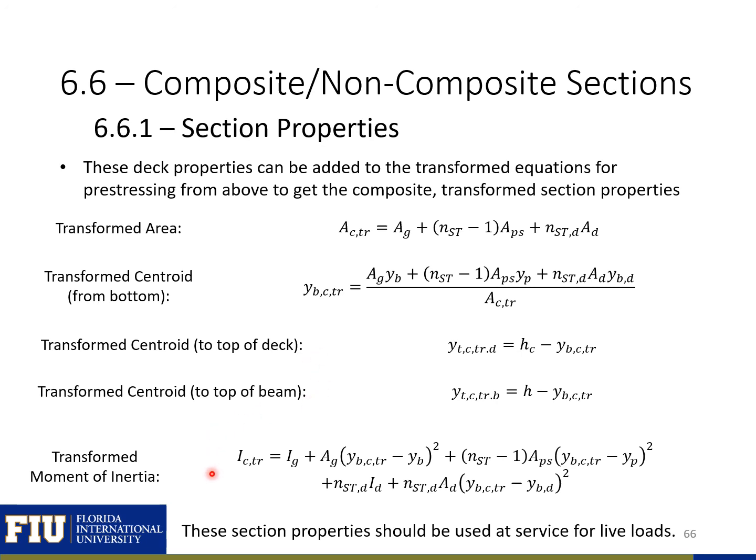Finally, we can find the transformed moment of inertia. We have the same few components as before: our I gross, our AD squared component for our gross area, our AD squared component for our pre-stressing area, and now we have 2 additional components for our deck, our n times I for our deck, and then n times A for our deck times the D squared component for our deck. And that'll give us our composite transformed moment of inertia.